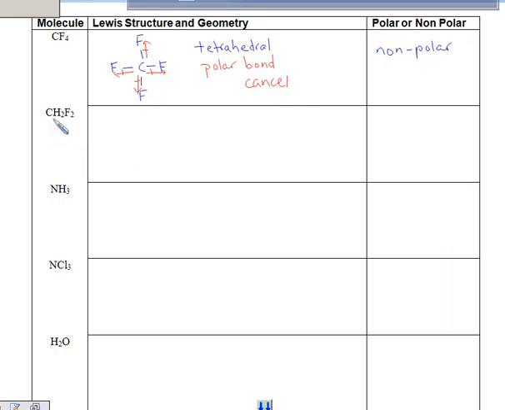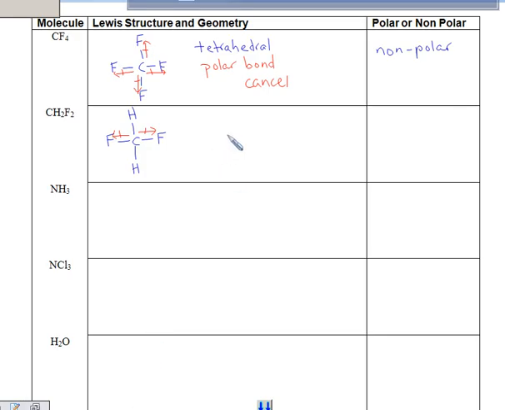Now let's take a look at CH2F2. We can draw this molecule so that it looks like this. And if we track what's happening with the electron density, it looks like these two electron density directions they're being pulled cancel each other out. But don't let drawings in 2 dimensions fool you. Remember, this is a tetrahedral structure.